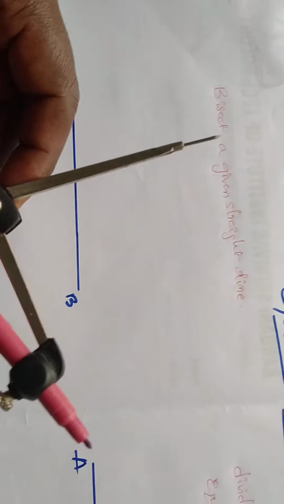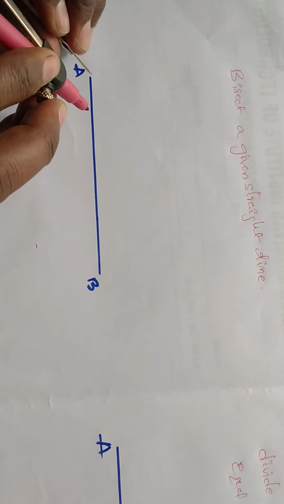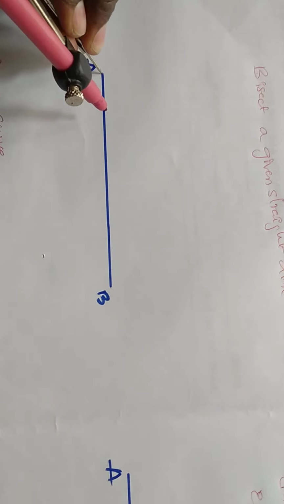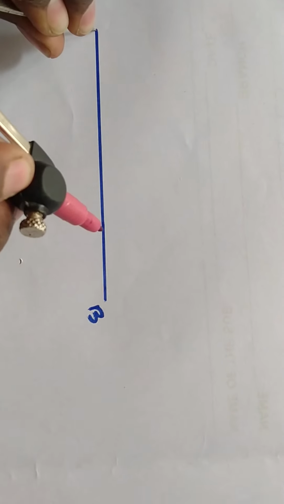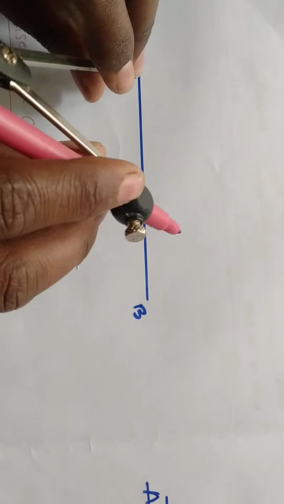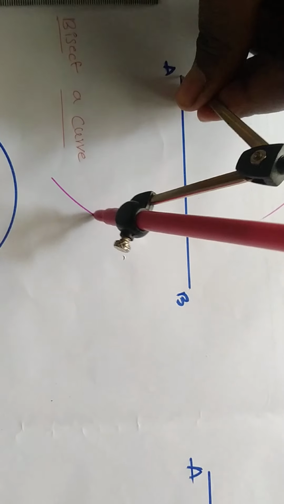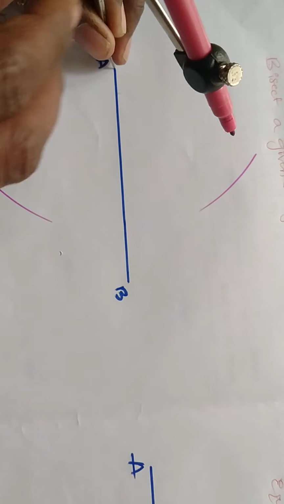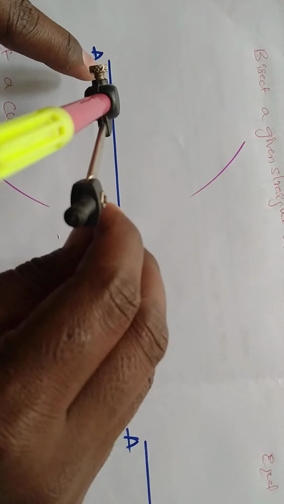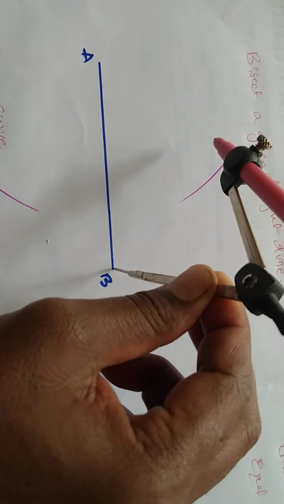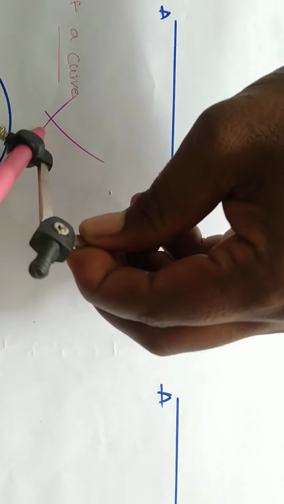With the help of your compass, from A as the center, take half of the above radius and make an arc above and an arc below. Next, repeat the same thing from B, with the same radius, making an arc above and an arc below.